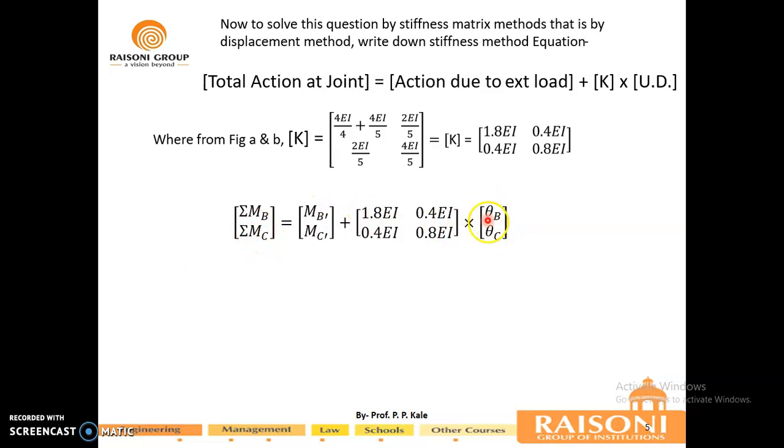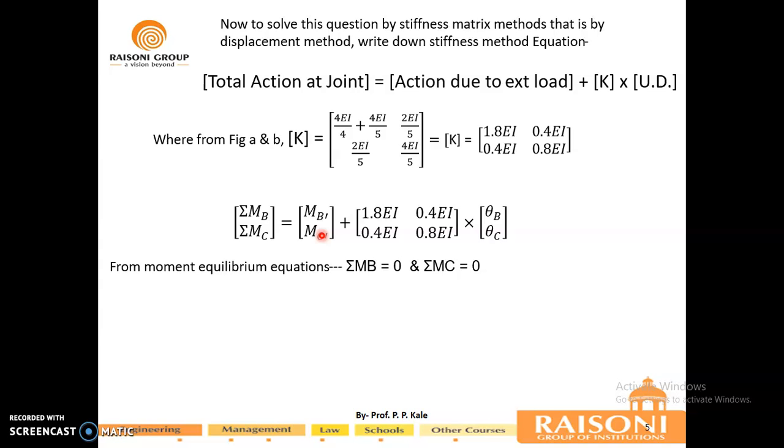These are the unknown displacements, these are the total action, the total force parameters at the joint. This is your action due to loading, meaning at support B there is a total FEM and at support C there will be a total FEM. So moving to next, now from the moment equilibrium equation we have to define this total action.